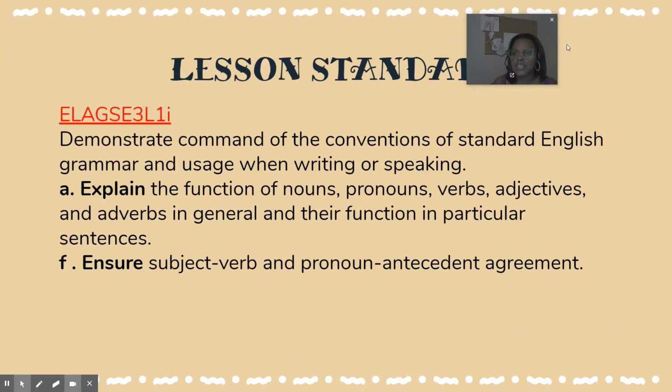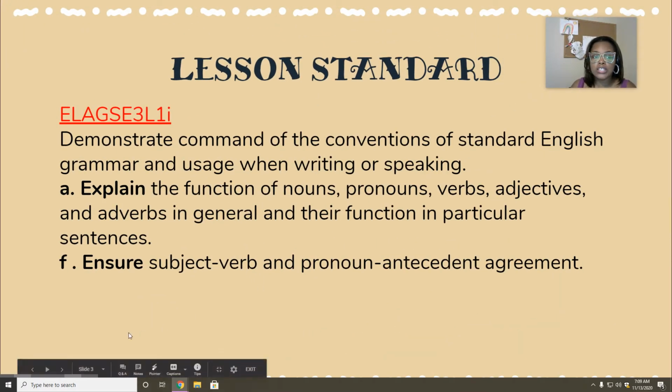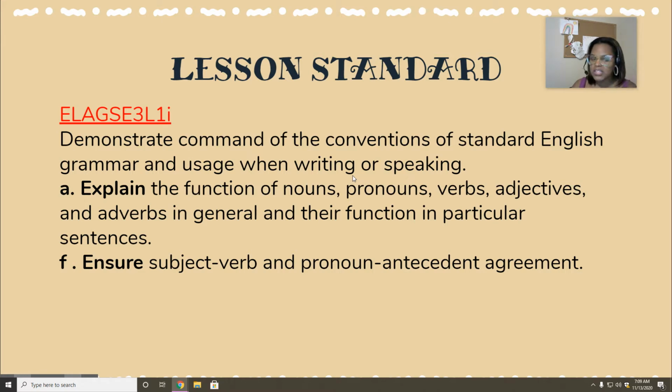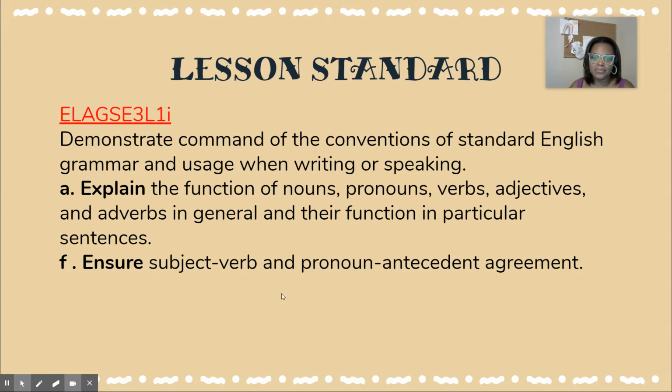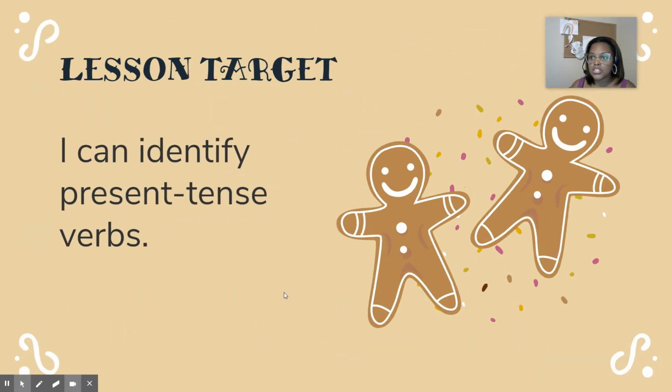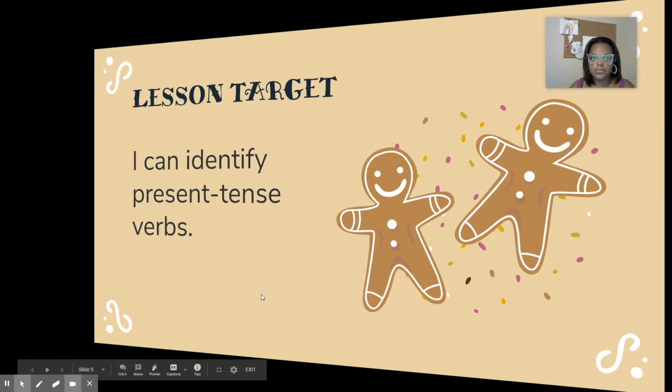This is our Georgia Standard, which is ELAGSE 3L 1I, which says that we're going to demonstrate the command of the conventions of standard English grammar and usage when writing or speaking. Specifically, explain the function of verbs today and ensure that the subject, verb, and pronoun antecedent agree. Let's get into it. So, just for this lesson, I want us to focus on identifying present tense verbs, okay? We just want to identify the present tense verb.